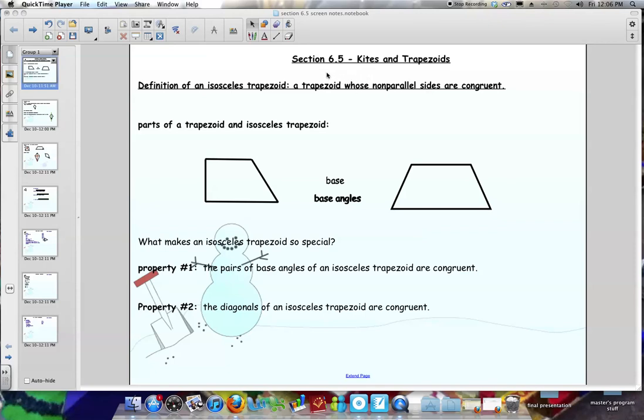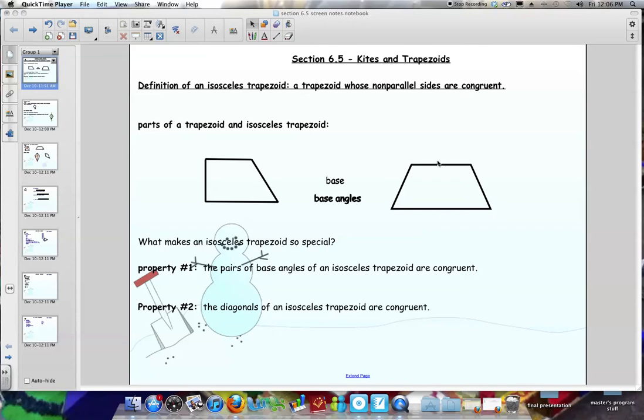This lesson is section 6.5 in the book. It is on kites and trapezoids, specifically isosceles trapezoids. The definition of an isosceles trapezoid is a trapezoid whose non-parallel sides are congruent.